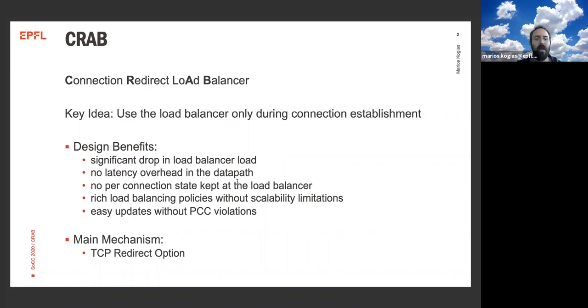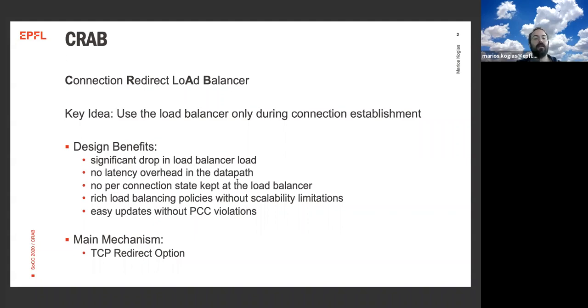The main mechanism to support CRAB is an extension to TCP that implements this connection redirection feature during the TCP three-way handshake. We added a new option to TCP that enables CRAB load balancers to communicate their load balancing decisions to the servers and the clients, and then clients can update the destination IP of this specific connection.